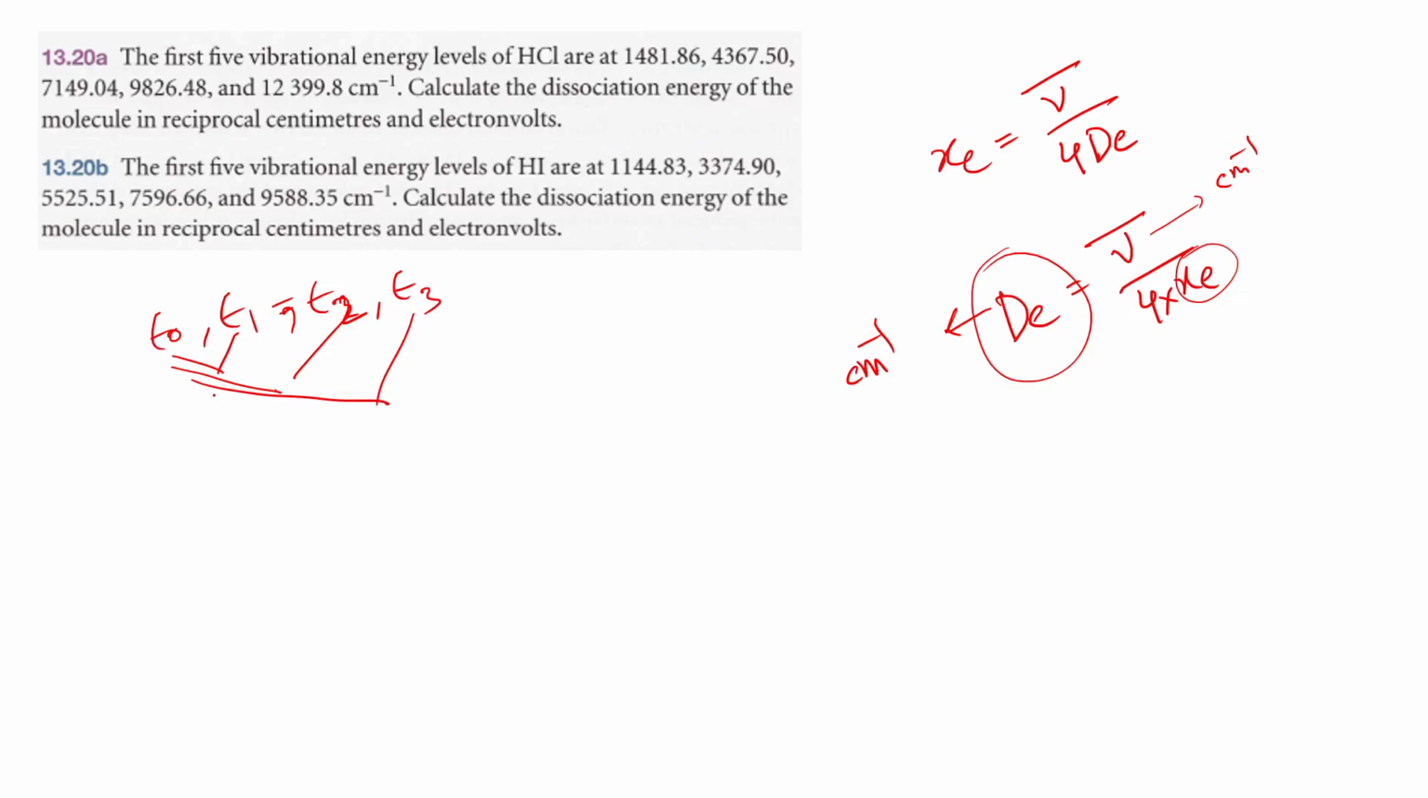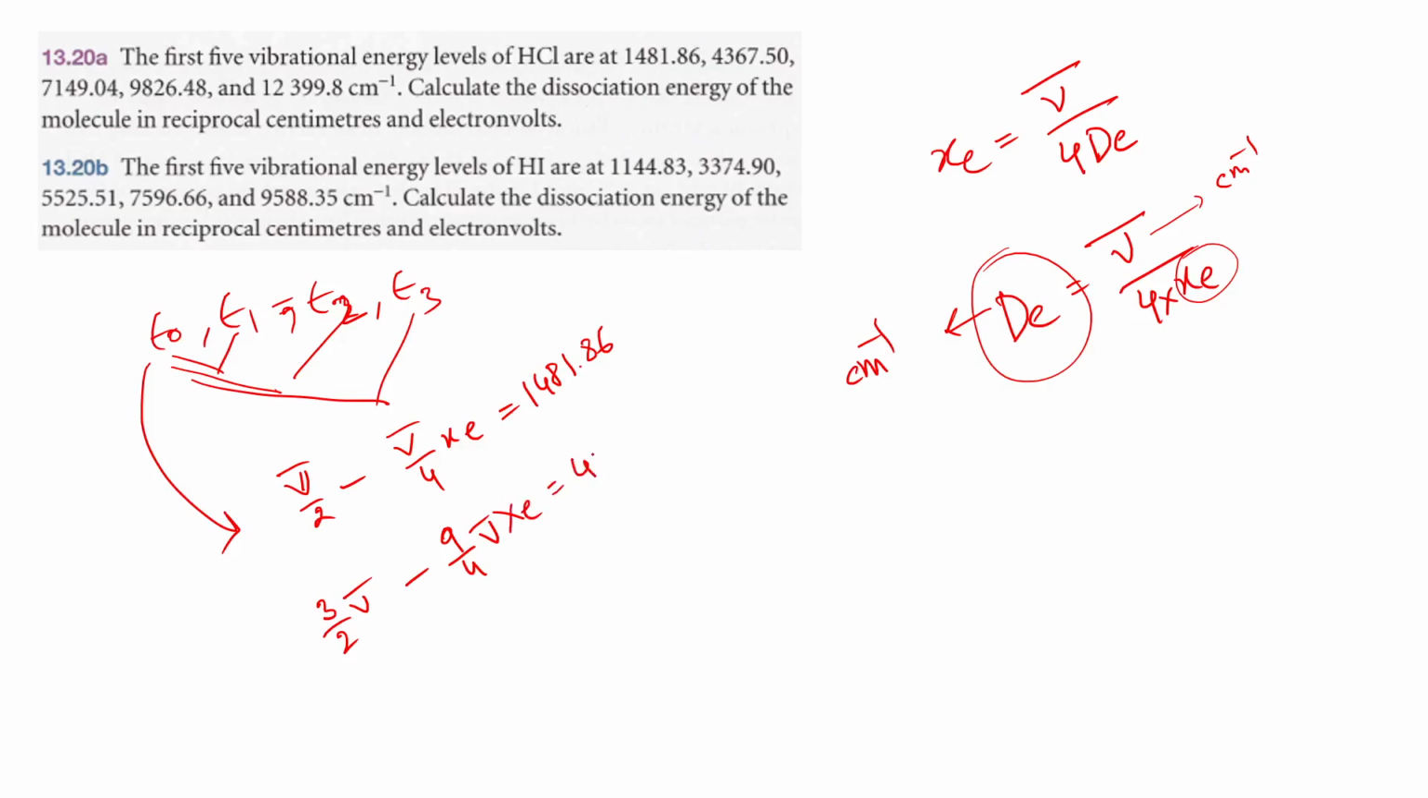Or even that is not required. From here you are getting the idea, right? nu bar by 2 minus nu bar by 4 Xe, that is your 148186. For the second one we already got 3 nu bar, so 9 by 4 nu bar Xe, that is your 4367.5. Solving these two equations, you multiply 3 with the first one, and then you are done. That's how you will be able to solve both the questions.